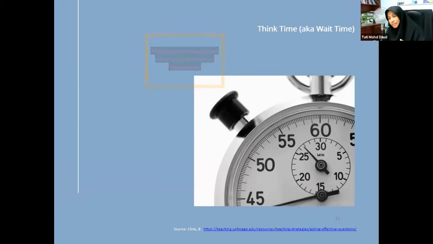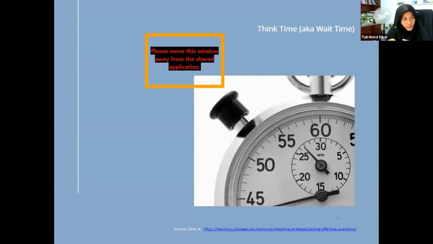So how long do you think is the optimum think time? Anybody has a guess?